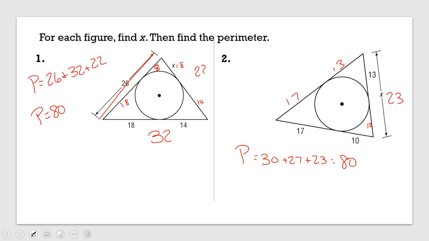Second one, we had to figure out what the whole side was. I know from here to here is 10, so that makes this side 10. I already knew that side here was 13, so that makes this whole x 23. That being 13 makes this 13. Again, 17 and 17. Again, we add all those up. We have a side of 30, a side of 27, a side of 23. Add all those together, you get 80.